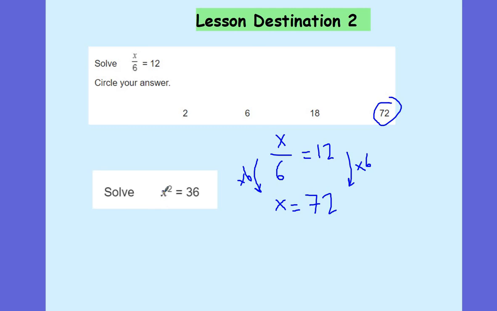For the second one, I said x squared equals 36. Now I didn't tell you, but to undo a square, we need to do the square root. So x is equal to the square root of 36. The square root of 36 is what, Brooke? Positive 6. But did anyone come up with another answer? X could also be equal to negative 6 because negative 6 times negative 6 also gives me positive 36.